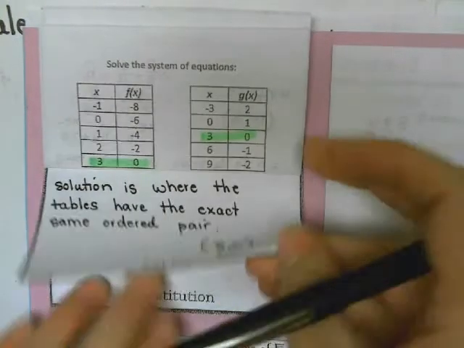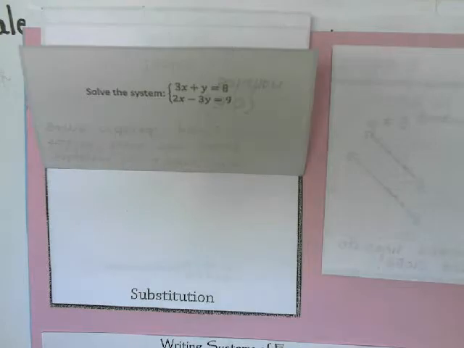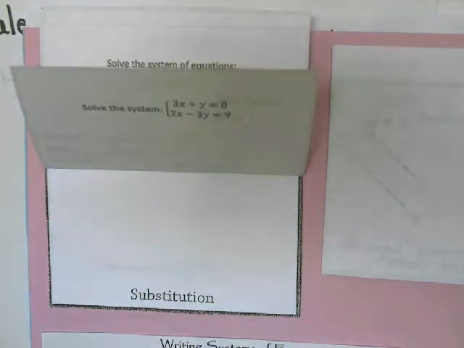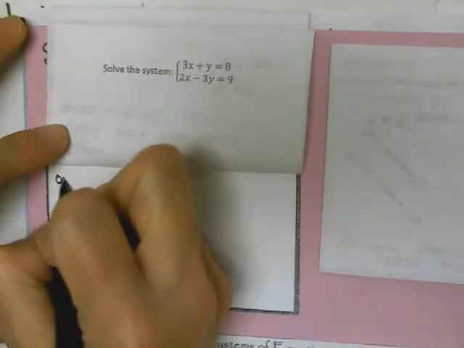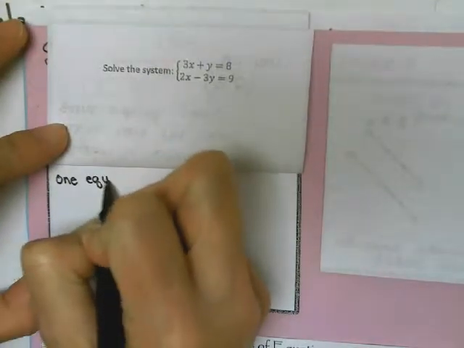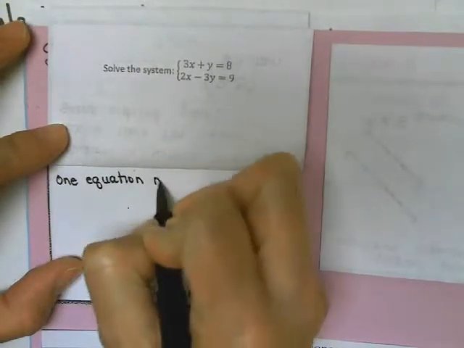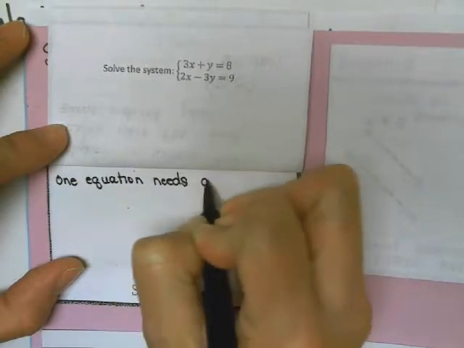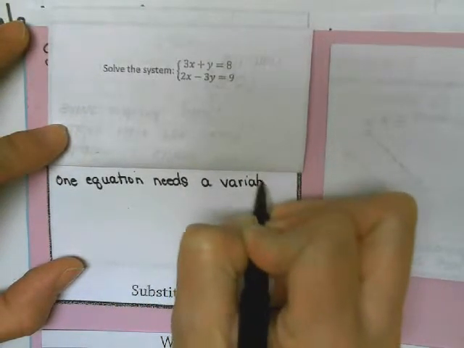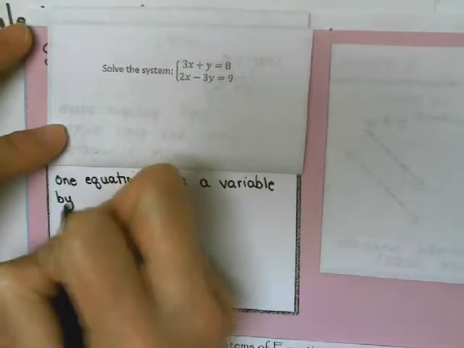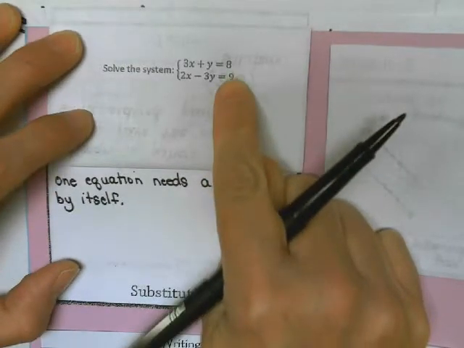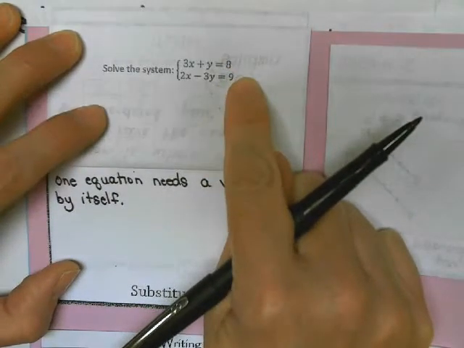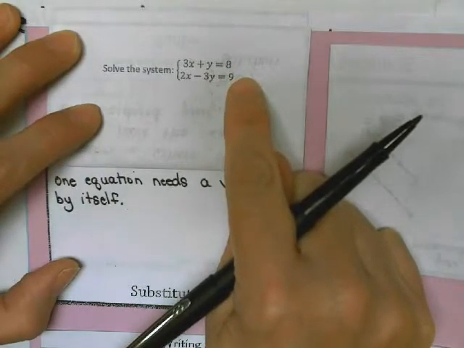Okay? Alright, so when we use substitution, we need one of our equations to have a variable by itself. So one equation needs a variable isolated. So if I look at the two I'm given, neither one of these has a variable by itself. We always want to pick the one that's probably going to be the easiest.